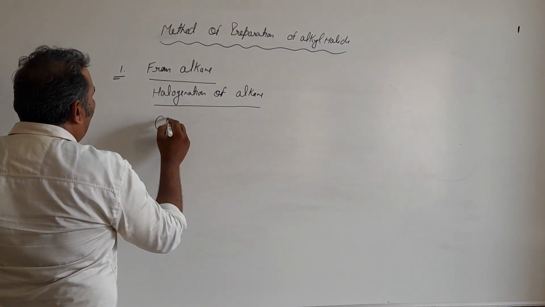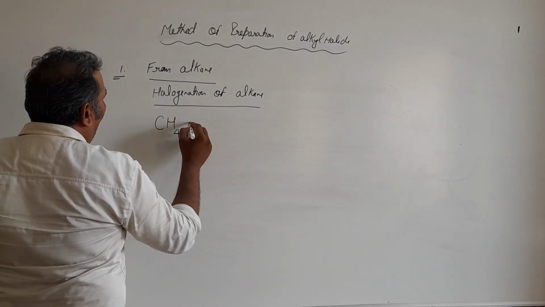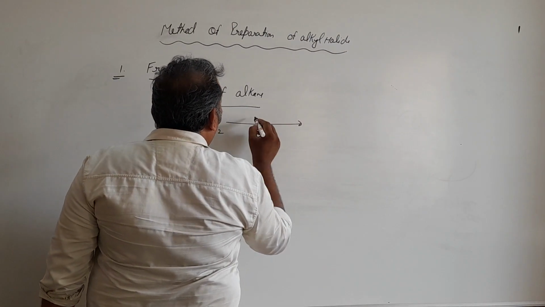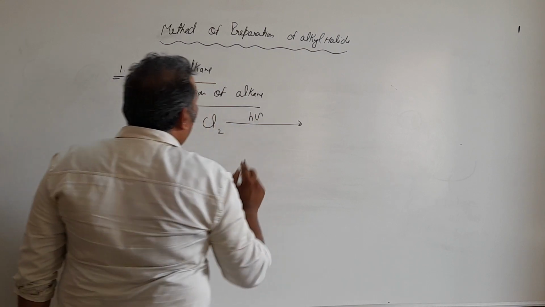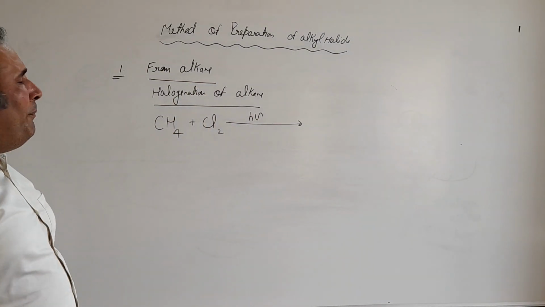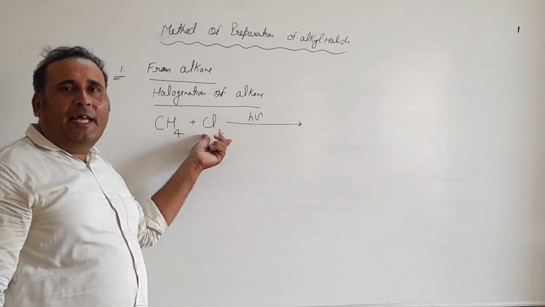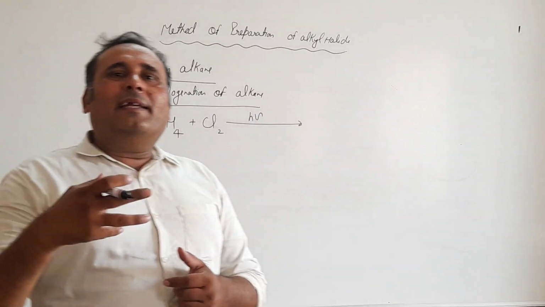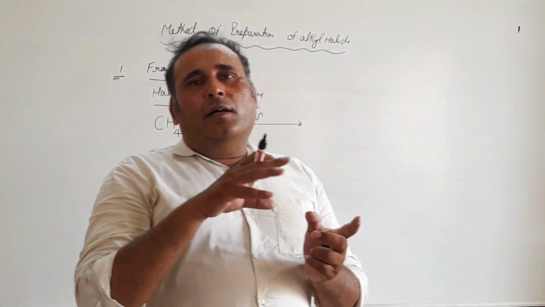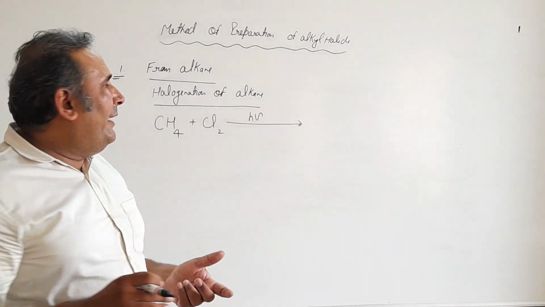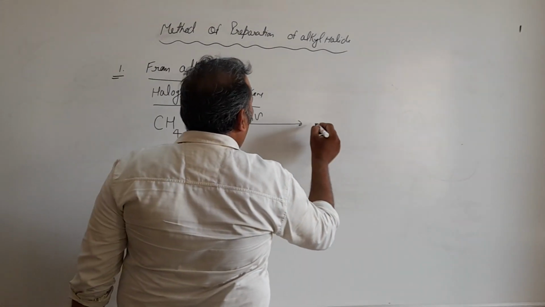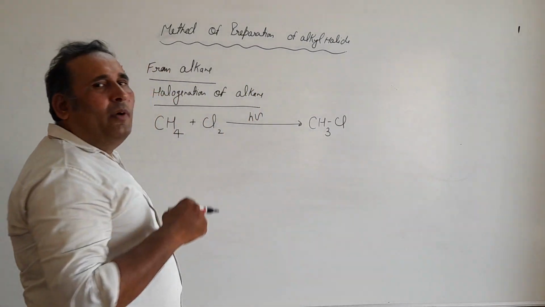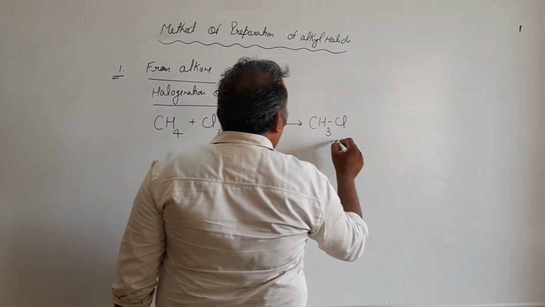So CH4 reacts with chlorine, and we require sunlight, or h nu. In the presence of sunlight, when alkane reacts with halogen, then one by one all hydrogen atoms of the alkane will be substituted by halogen atoms. That is called free radical substitution reaction. So first we will get CH3Cl, meaning monohalide. But this reaction will not stop here.